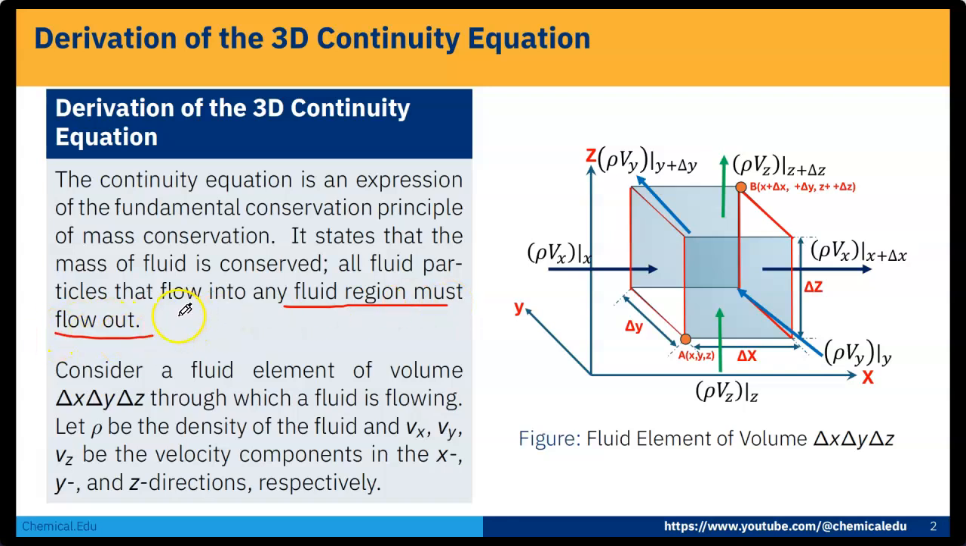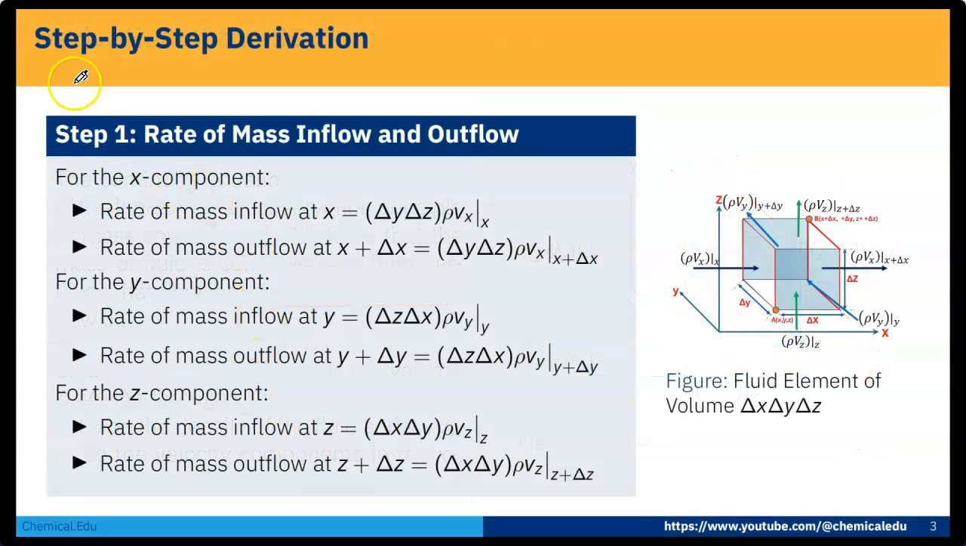flow out. So now here, consider a fluid element of volume del x, del y and del z through which a fluid is flowing. Let rho be the density of the fluid and Vx, Vy and Vz be the velocity components in the x, y and z direction respectively. Now, first step, rate of mass inflow and outflow.